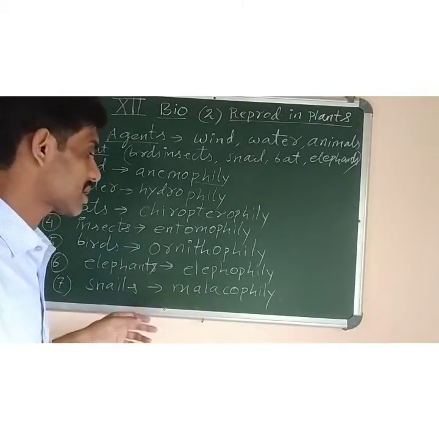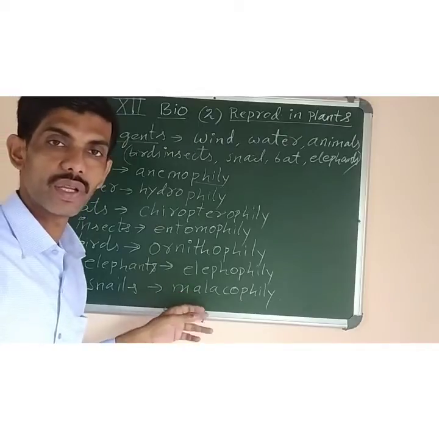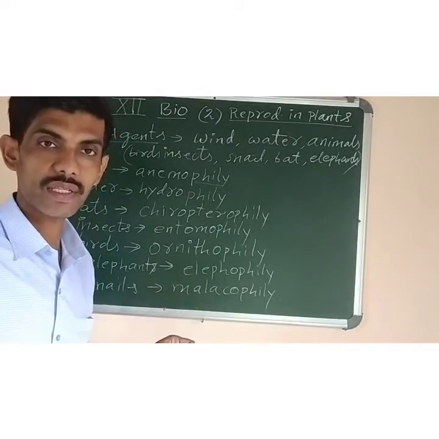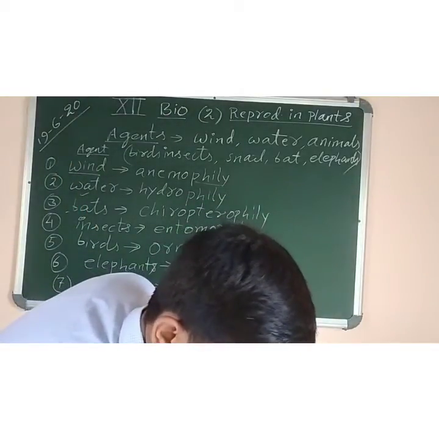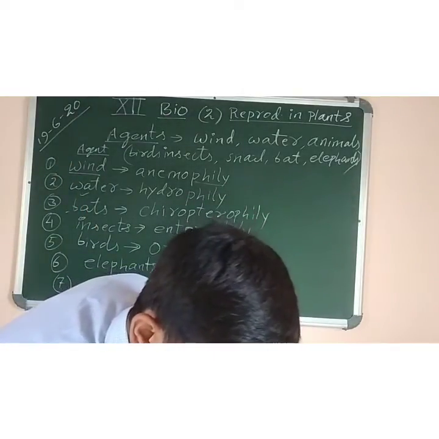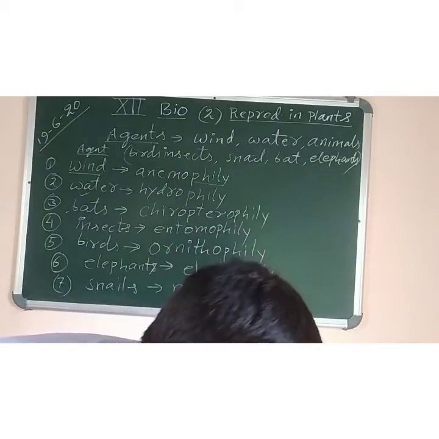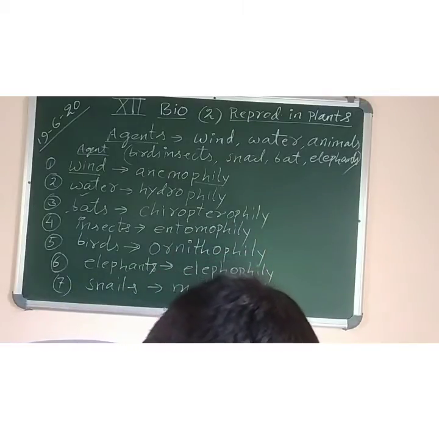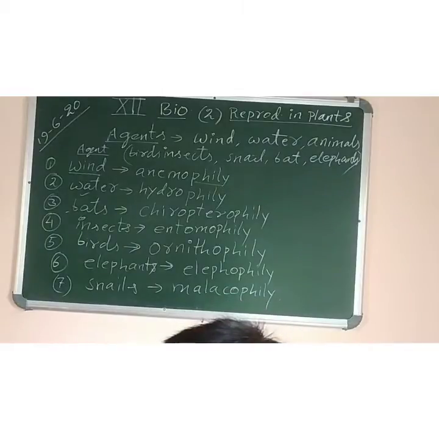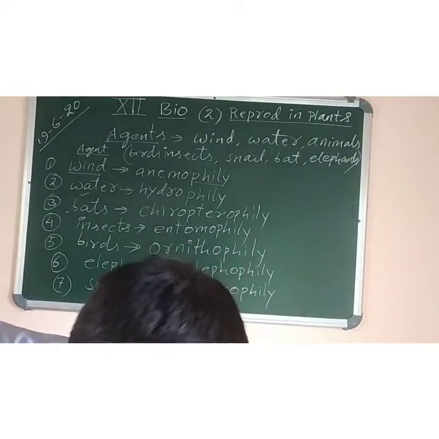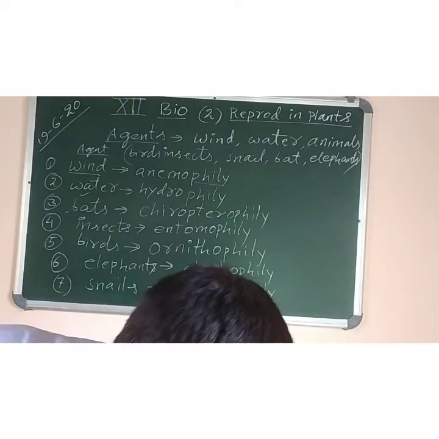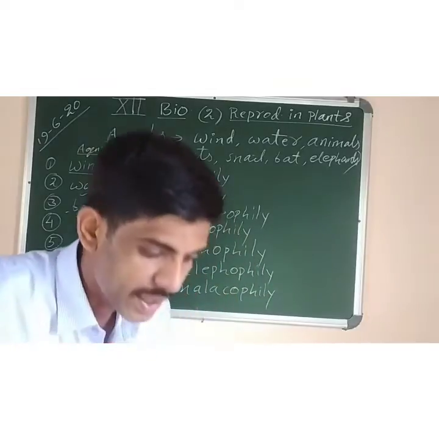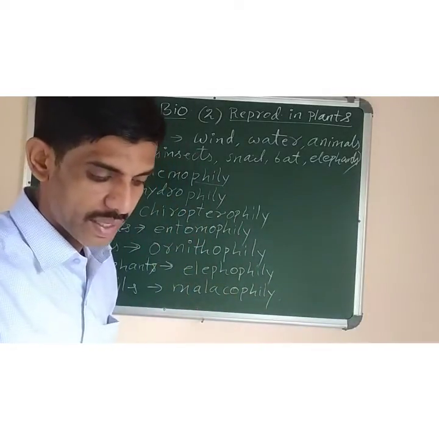Then comes snails and slugs. This type of pollination which is done by snails and slugs is called malacophily. And this malacophily pollination is done in flowers which are adapted for it. I will give you the example of that one also. Malacophily flowers. Okay. Like chrysanthemum. One example, an aquatic plant is there.